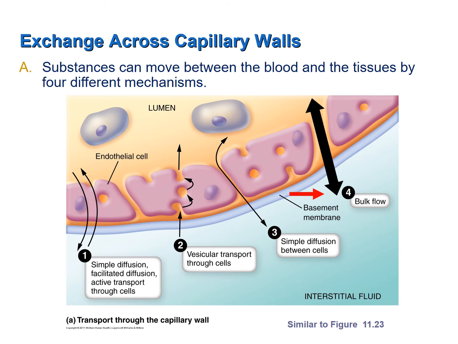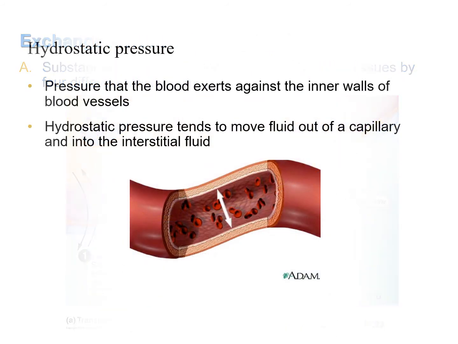Bulk flow results from two opposing forces: hydrostatic pressure and osmotic pressure. Hydrostatic pressure is pressure caused by the physical presence of water. For example, the force that causes water to spill out of a garden hose is hydrostatic pressure. Hydrostatic pressure is the pressure that blood exerts against the inner walls of a blood vessel. Therefore, hydrostatic pressure will tend to move fluid out of the blood of the capillary and into the interstitial fluid.